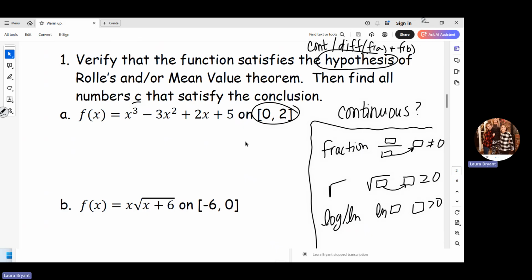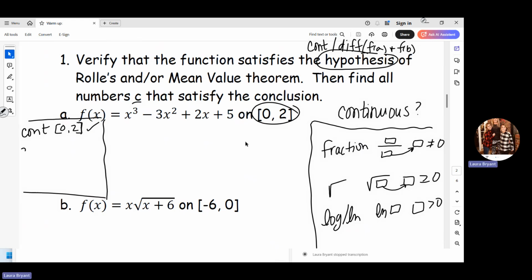Okay, so let's consider that for part A. I always like to section off to the side. I'm going to check my hypothesis first. I'm going to see, is this function continuous from 0 to 2 with closed brackets? To check, I look at the f of x I've been given and ask, are there any fractions, square roots, or logarithms? And there's not. So that means my function is continuous from 0 to 2. So yes, I'm good there.